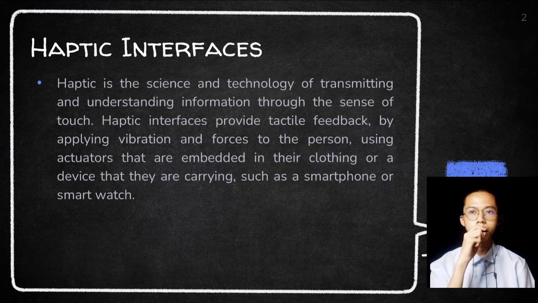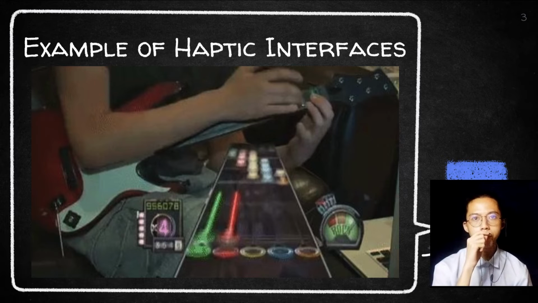Haptic interfaces. Haptics is the science and technology of transmitting and understanding information through the sense of touch. Haptic interfaces provide tactile feedback by applying vibration and force to the person, using actuators that are embedded in their clothing or a device that they are carrying, such as a smartphone or smartwatch. It is commonly used in games. For example, if you are familiar with the game Guitar Hero, the controller will vibrate to indicate if you miss a single note.